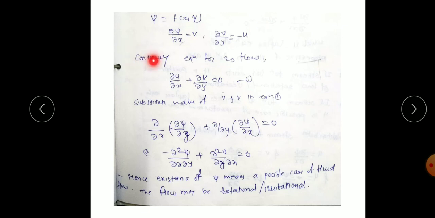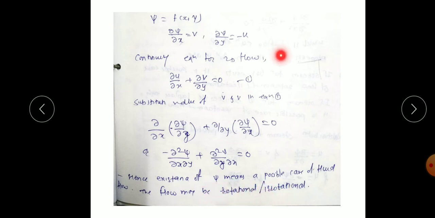So again using the continuity equation, for two dimensions only, neglecting the w, we get this, and substituting the value of v and u, we get again minus del square psi del x del y. So if we again consider continuity, hence existence of the psi means a possible case of fluid flow. So if there exists a psi function, there is a possible case of fluid flow, and the flow may be rotational or irrotational.